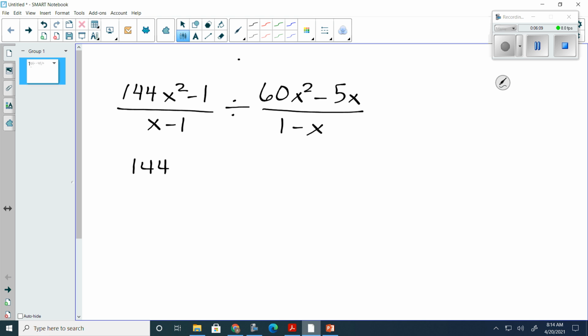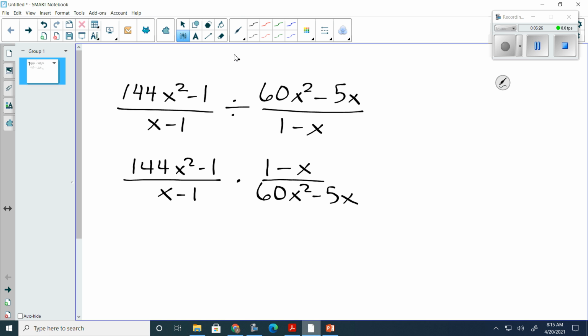So we're going to have 144x squared minus 1 on the top of this one. This one does not change. When you multiply, we're going to do by the reciprocal. I already noticed here that I'm going to have an opposite binomial that I'm going to have to factor out a negative 1 for. Okay, so let's look at this.